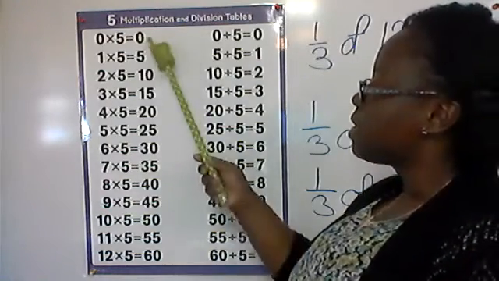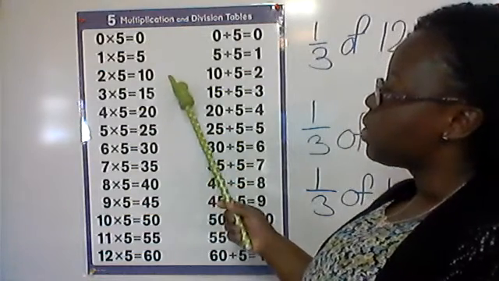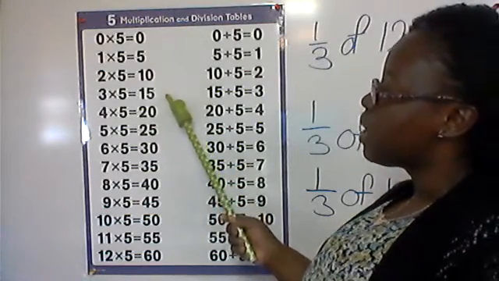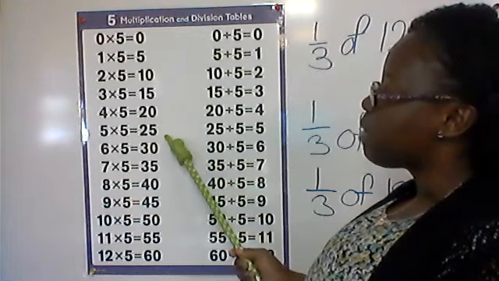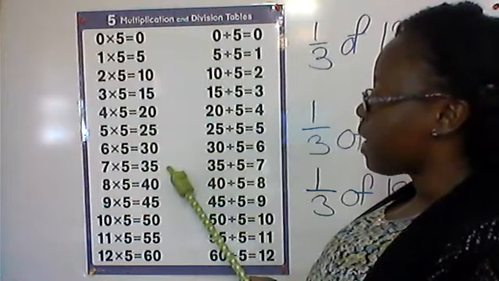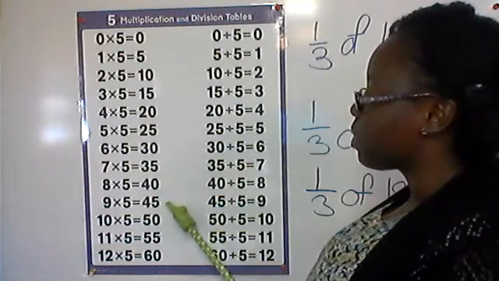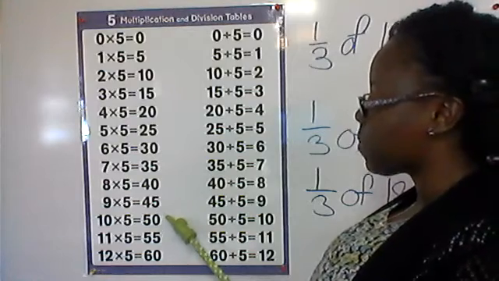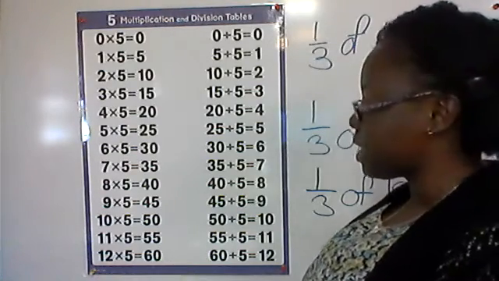One more time. 0 times 5 equals 0. 1 times 5 equals 5. 2 times 5 equals 10. 3 times 5 equals 15. 4 times 5 equals 20. 5 times 5 equals 25. 6 times 5 equals 30. 7 times 5 equals 35. 8 times 5 equals 40. 9 times 5 equals 45. 10 times 5 equals 50. 11 times 5 equals 55. 12 times 5 equals 60.